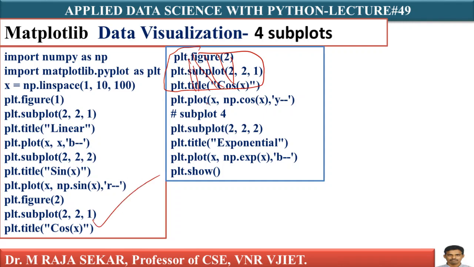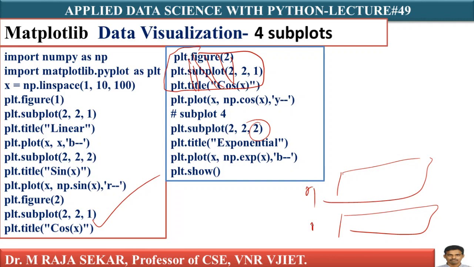In a similar manner, what happens? This is cos x, which means x comma np.cos(x). Y with hyphen symbols will give yellow color, isn't it? And 2 rows, 2 columns, figure 2. We are talking about the second figure. This is row 1, this is row 2, this is column 1, column 2. Figure 2 means what? This is figure 1, this is figure 2.